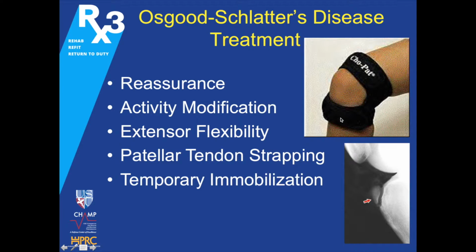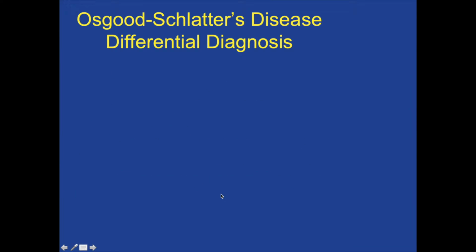This is a form of a counterforce brace, and the way a counterforce brace works is that the force is distributed over a wider area as opposed to always coming right at that tibial tubercle. And so this is patellar tendon strapping. You can either do a single strap or you can do the dual action strap that you see here. And on the rare occasions we may temporarily immobilize the patient, but again, that is quite rare.